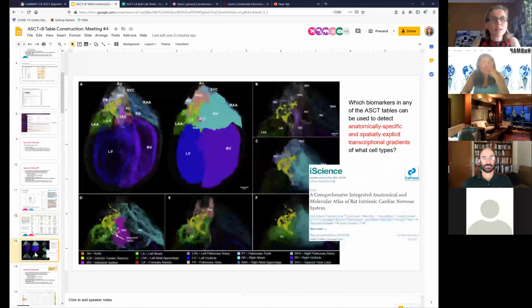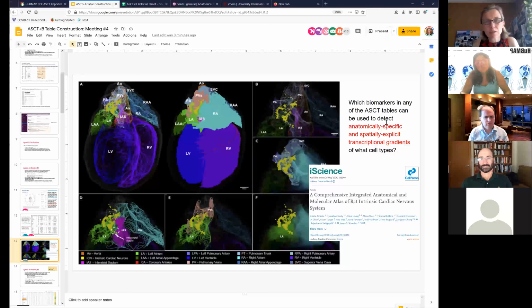But going forward, I think we want to keep track of who said what, be it a human person or an algorithm. Another paper that I found extremely valuable is one on the atlas of a rat heart in this case. And there's a similar effort now going on for human. And again, here you have a number of areas identified and also specific and spatially explicit transcriptional gradients.